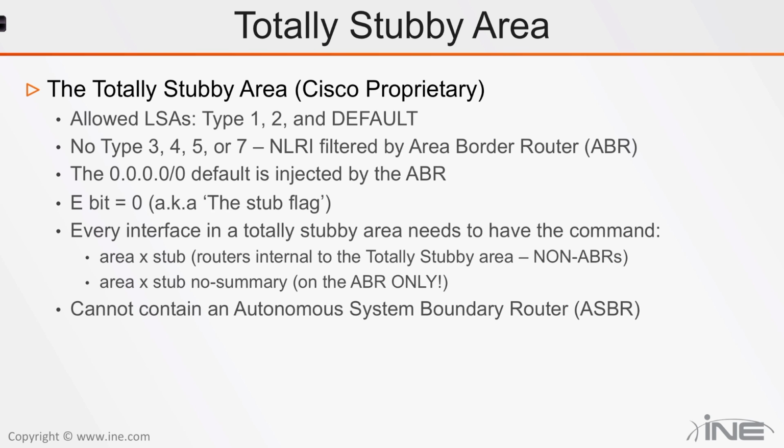Now, this is one of the semantic things with setting up a totally stub. You're very familiar with the area 127 stub command, right? So each of the interfaces on the routers that are in area 127, when it was just a stub, needed to have area 127 stub. And that went for the ABR as well. And so let me get the drawing tool up here. You can see for the ABR, it was the same thing where we just needed to have area 127 stub.